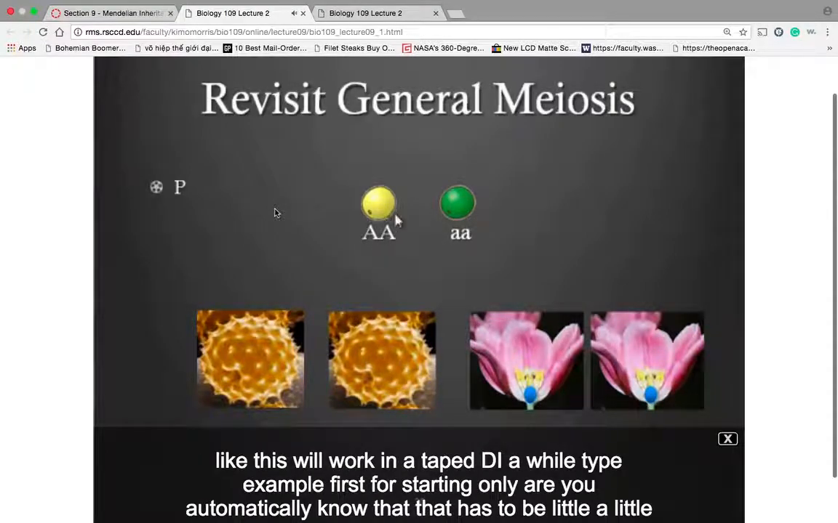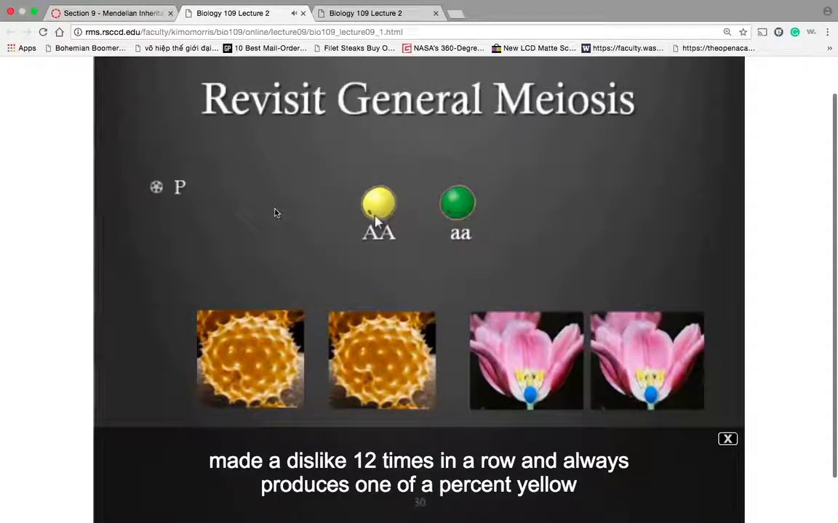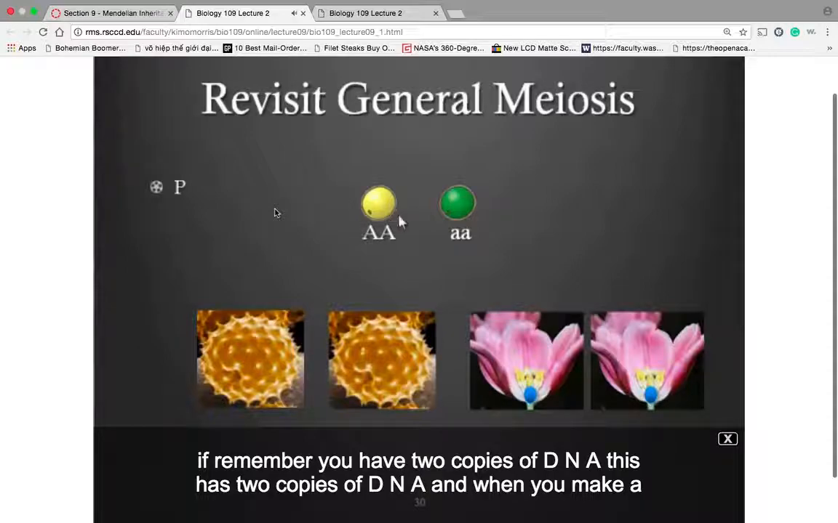Well, we're going to take a wild type example first. So we're starting over here. You automatically know that that has to be little a, right? Because that's the only way to make green. And we know that this is big A because we've done a true breeding cross. We've mated this like 12 times in a row, and it always produces 100% yellow. So we're pretty sure that that's big A, and not heterozygous. Remember, you have 2 copies of DNA. This has 2 copies of DNA.